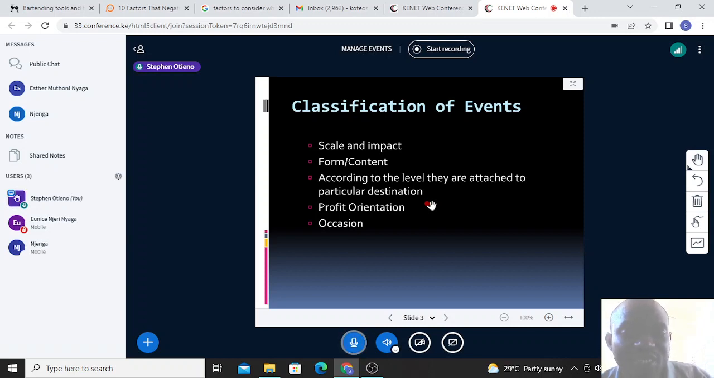It's on profit orientation, and based on profit orientation, we may have two main types of events. That is the profit or the commercial events and the non-commercial events. And the last criteria for classifying events into types is occasion, and based on occasion, we may have formal events and informal events. I hope that Eunice will be back in a moment.